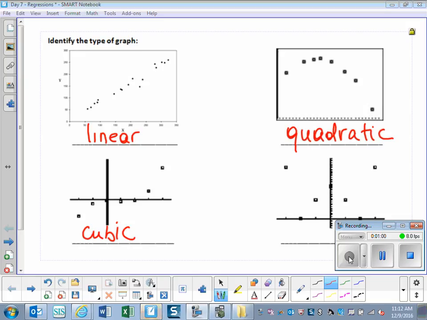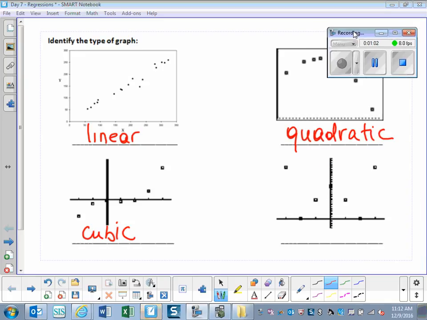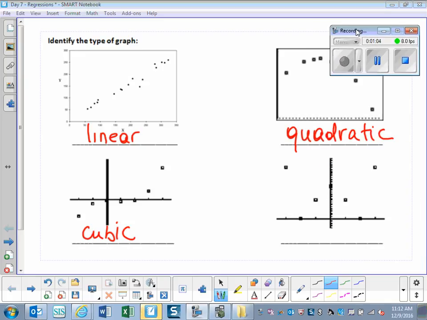And what about the last one? What do you see here? It's symmetrical. Right, so what kind of dependency do you see here? Quartic, right?